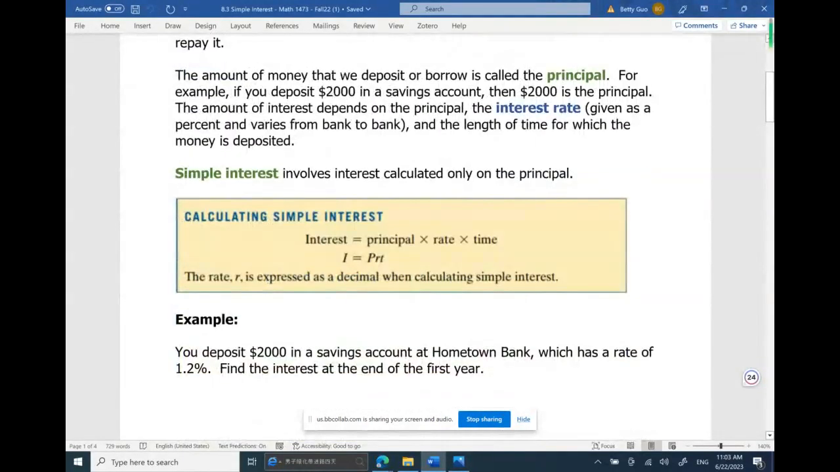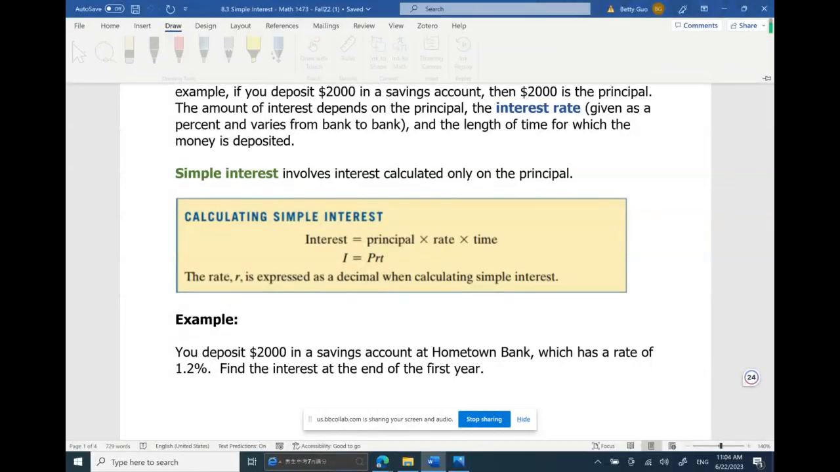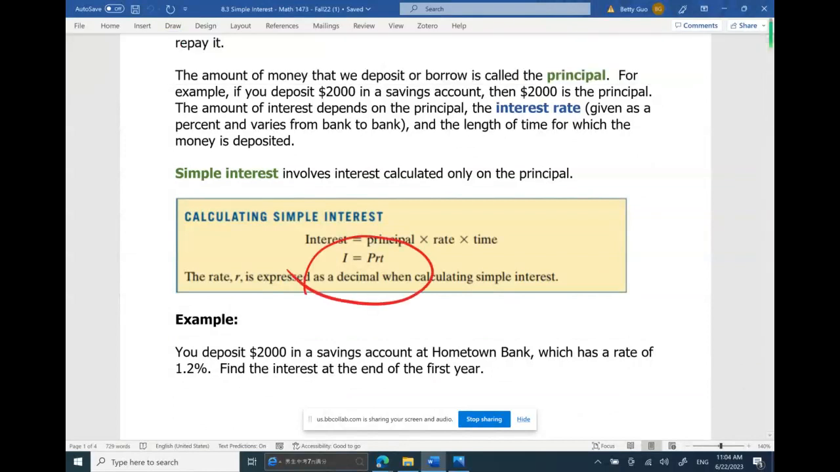We have an example here. The amount of money that we deposit or borrow is called the principal. For example, if you deposit $2,000 in a savings account, then $2,000 is the principal. The amount of interest depends on the principal, the interest rate given as a percent, which varies from bank to bank, and the length of time for which the money is deposited. This part describes this formula. This is the simple interest formula.